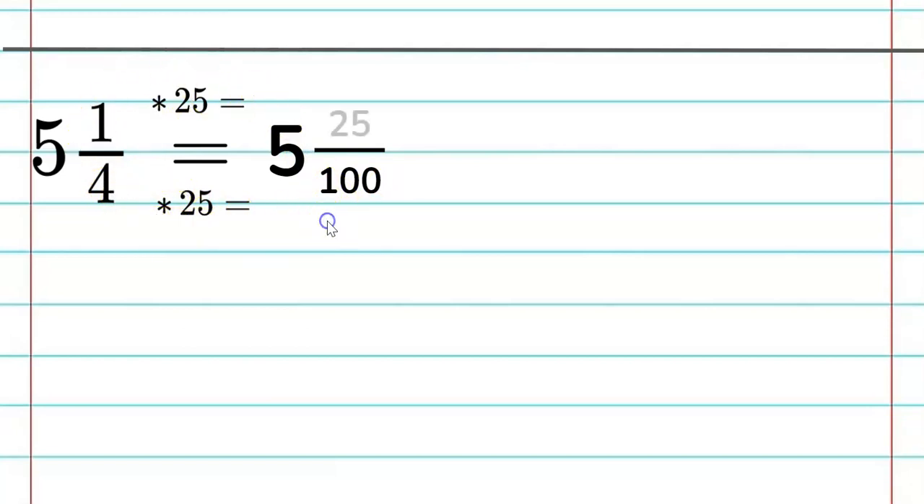1 times 25 is 25. Now I have 5 and 25 hundredths. Now I hear that decimal place, hundredths. So now I can make my ones, decimal point, tenths, and hundredths places because I know this has to go to the hundredths.